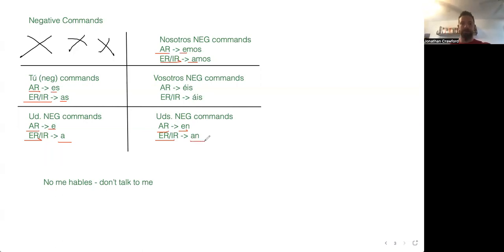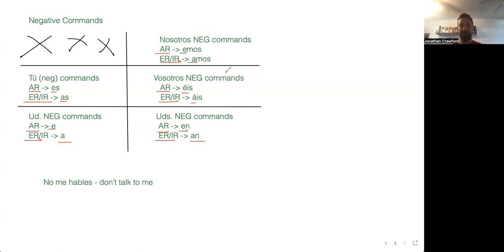And so the only one that I want to show special attention to also essentially does the same thing. The A goes to an E. The E and the I go to an A. And so the negative commands are actually pretty easy.